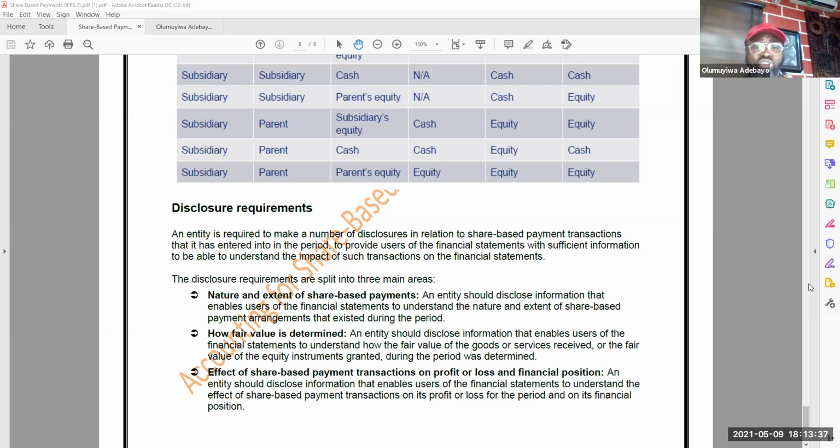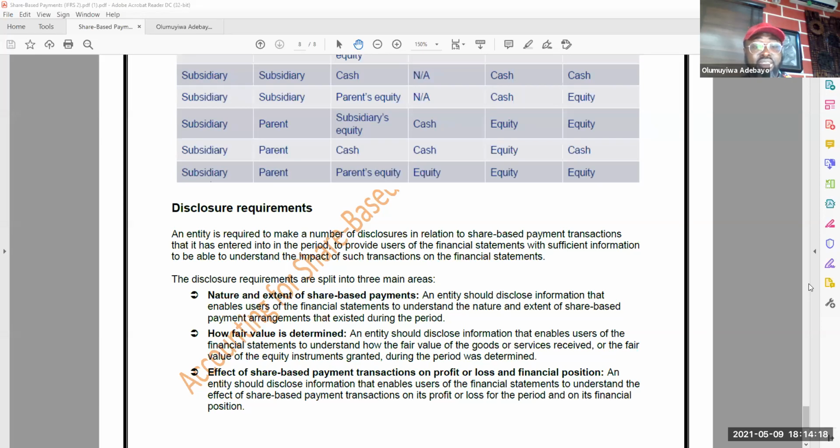Now, what are the things you are going to disclose? The first strata of your disclosure is the nature and extent of the share-based payment. What brought about the share-based payment? What type of share-based payment is it? What is the vesting condition? What is the vesting period? All of those attributes we disclosed earlier in solving the problem are what is required of you to disclose. An entity, therefore, should disclose information that will enable the users of the financial report to understand the nature and the extent to which the financial arrangement via the share-based payment will be exited over a period of time.